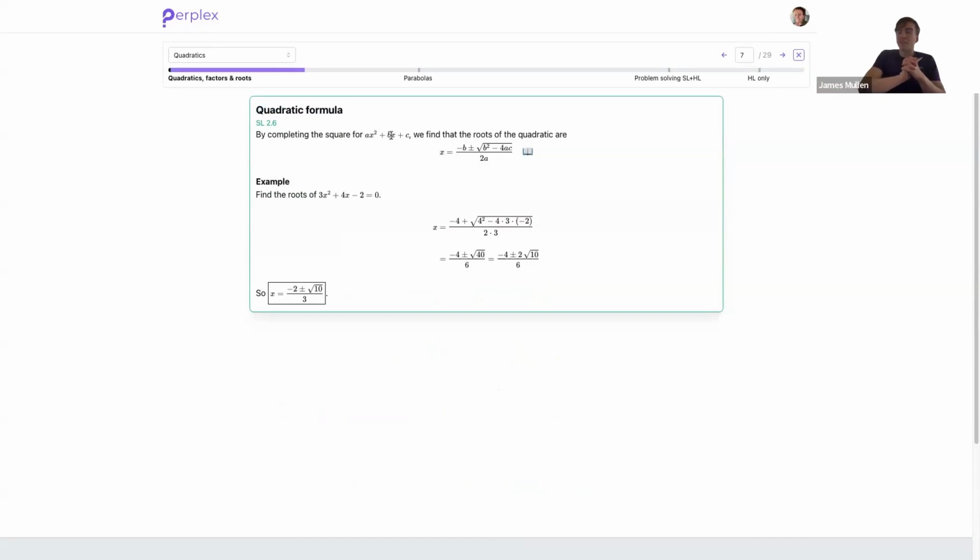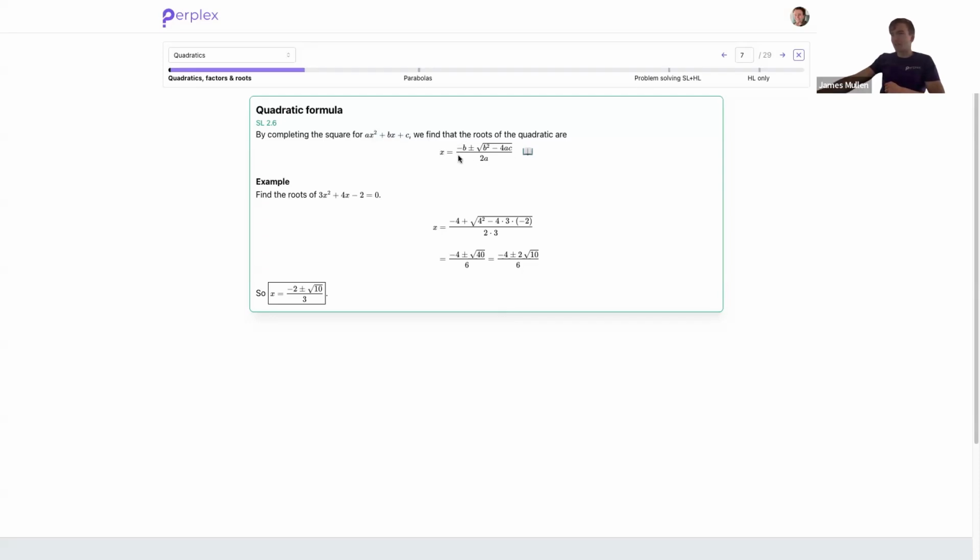But it just gives you a systematic way of solving quadratics in general, no matter what quadratic you have. Essentially, if I have a quadratic ax squared plus bx plus c, this formula can be proven by completing the square on ax squared plus bx plus c. You'll find that the roots of a quadratic in general are given by this equation.